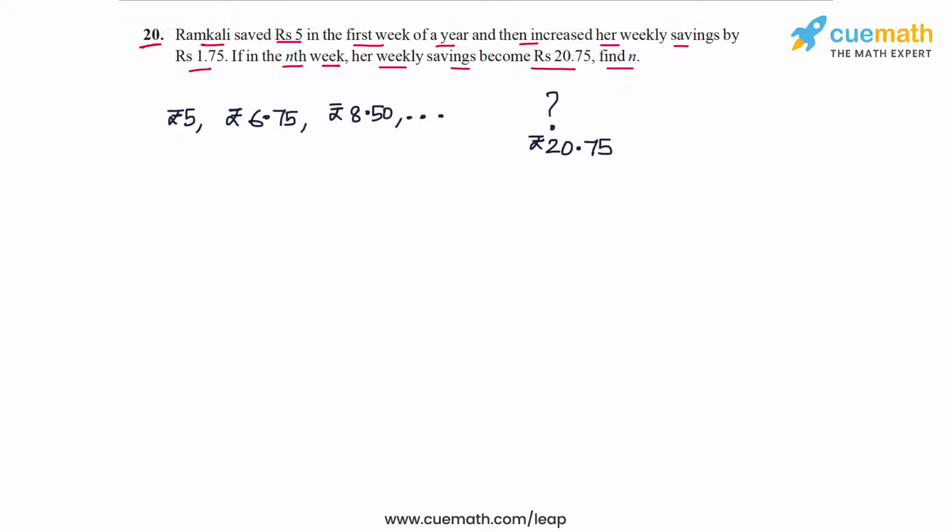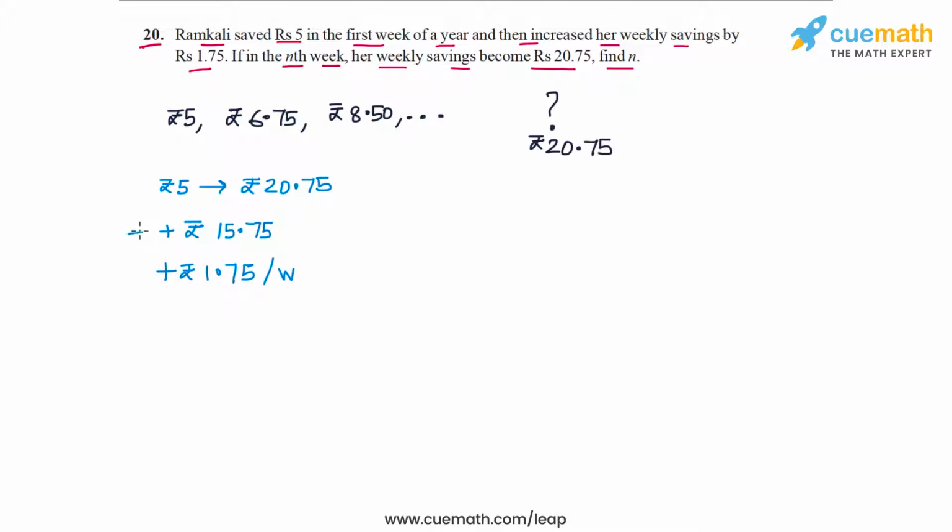So very easy question. We can do it directly just using simple arithmetic, or we can phrase the solution in terms of arithmetic progressions also. So let's first do the direct arithmetic approach. We have to go from rupees 5 to rupees 20.75, and this is a difference of plus rupees 15.75, and every week the weekly savings increase by rupees 1.75.